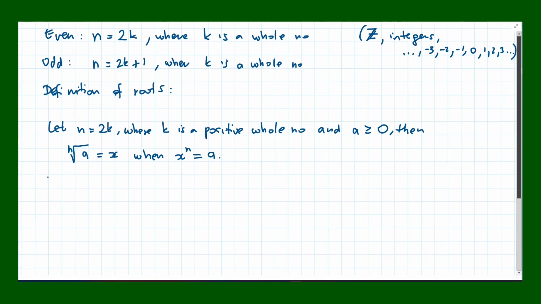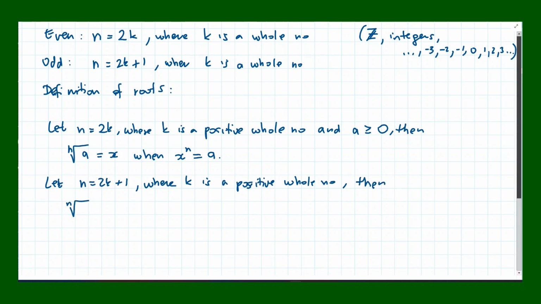Now, what happens if I have an odd power? So let n equal 2k plus 1. And again, k is a positive whole number. Then the nth root of a is going to be equal to x when, again, x to the n will give me back a. Now let's focus on the difference between the two definitions.